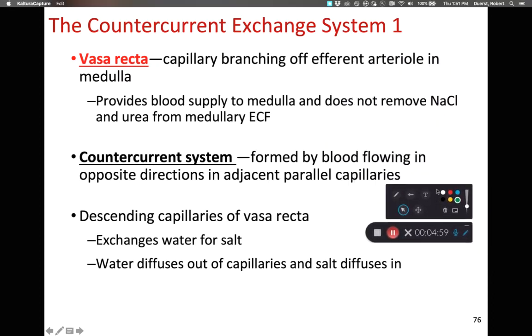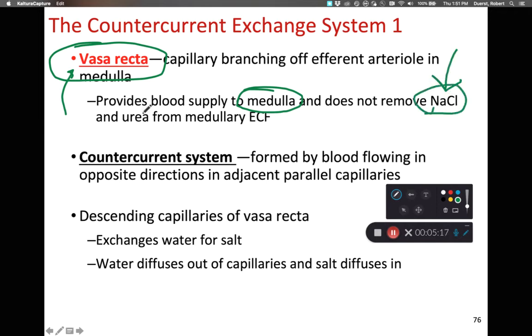There are some capillary beds that we need to talk about too again. We have the vasa recta, and that vasa recta is the capillary bed that wraps around the nephron loop. It's going to supply lots of blood to the tissues of the renal medulla, but the vasa recta does not remove the sodium ions and urea from the extracellular fluid of the renal medulla. This allows for the efficient cycling of those ions between the extracellular fluid and the filtrate within the renal tubules.